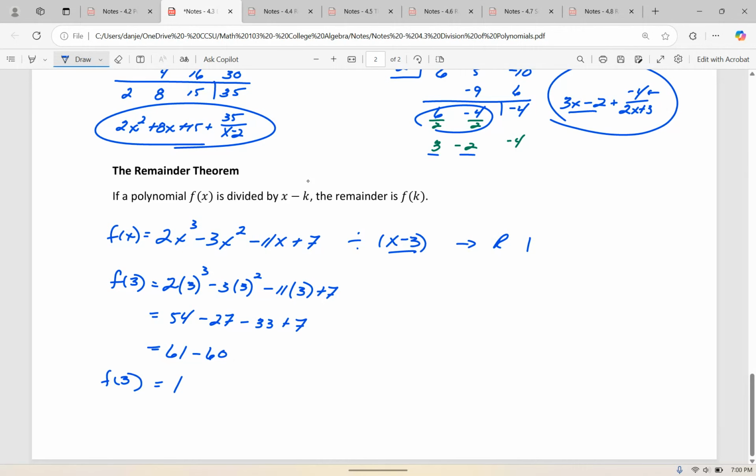Notice, when I put the 3 in for x, what did we get? We got 1. When we did the division, what was the remainder? That was 1. That will always be true, and that is the remainder theorem.